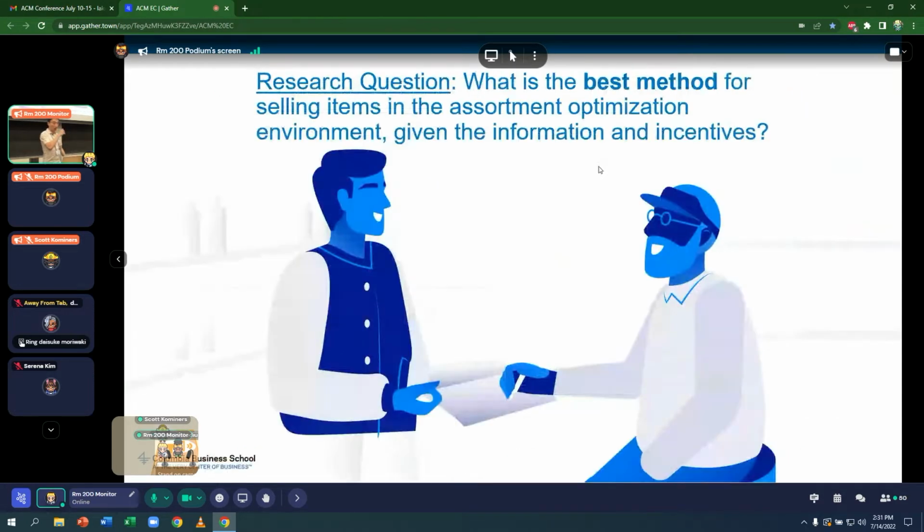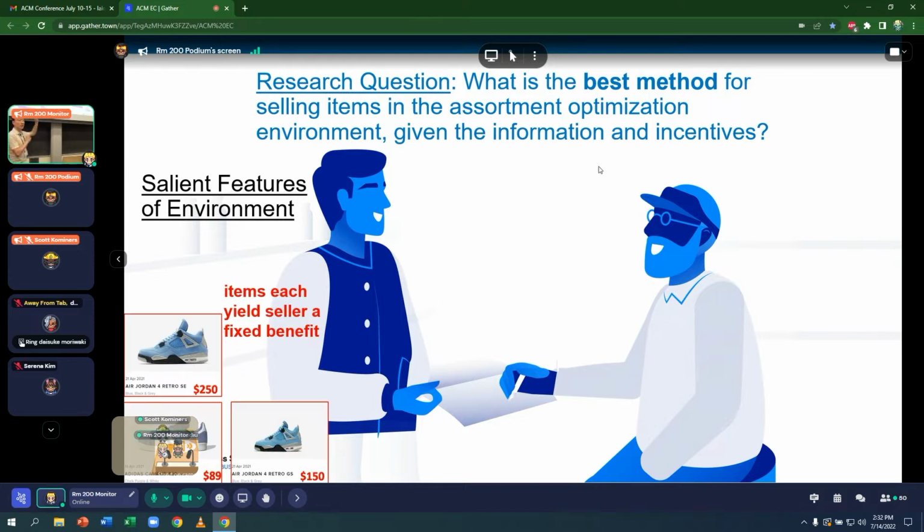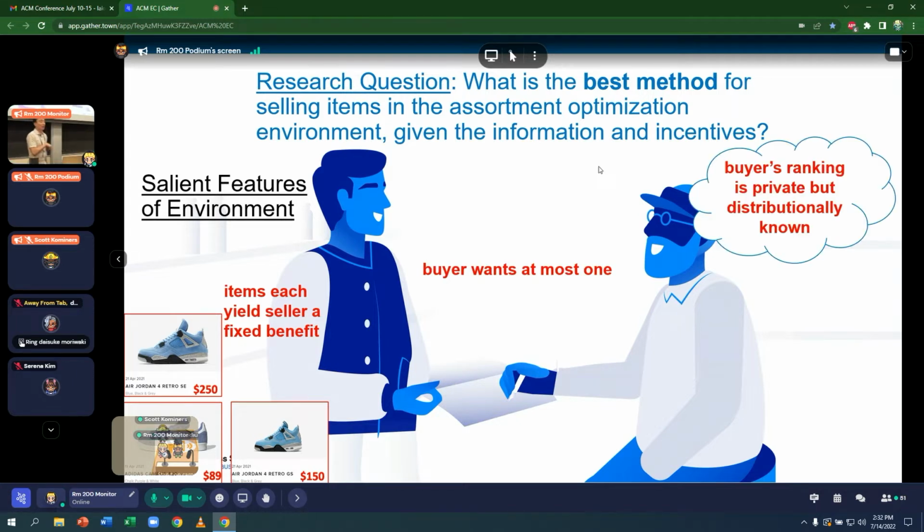So motivated by observations like this, the research question we ask is, what is the best method for selling items in this assortment optimization environment, given the incentives and information between the buyer and the seller? So let me just recap the salient features. I have items, and I'm assuming the prices are fixed. Alternatively, you can think of each item as having some fixed benefit to the seller if it gets chosen by the buyer. The buyer wants at most one of these options. The buyer's ranking is private, but I know the distribution of my customers' preferences.